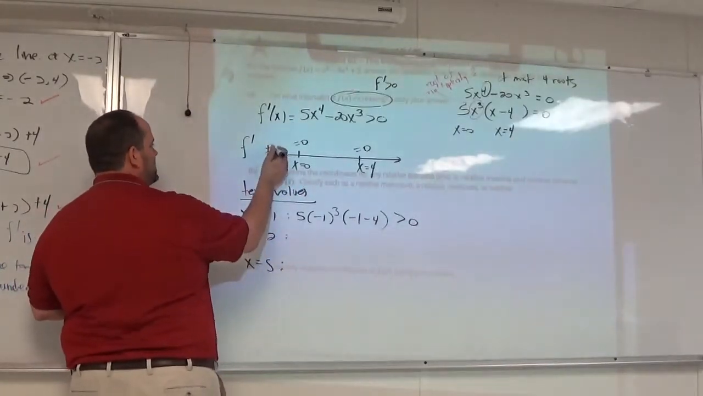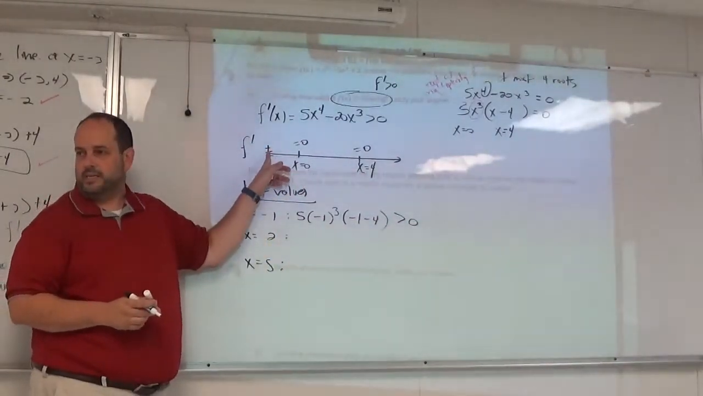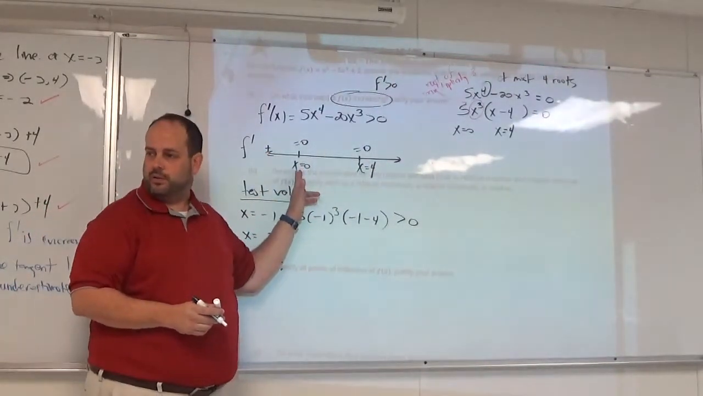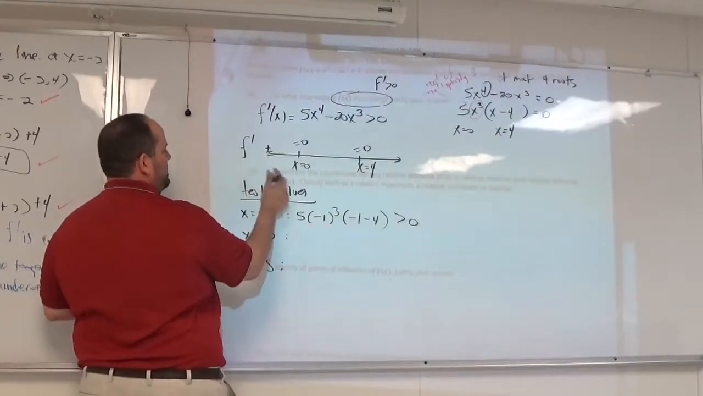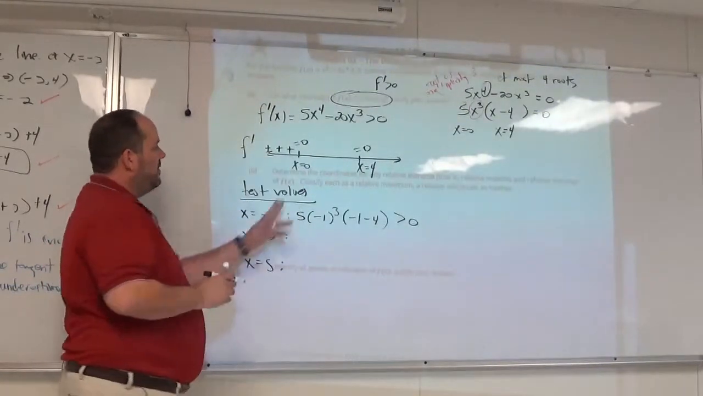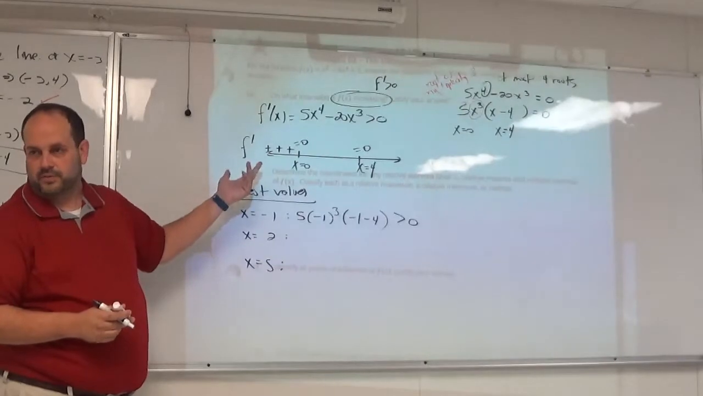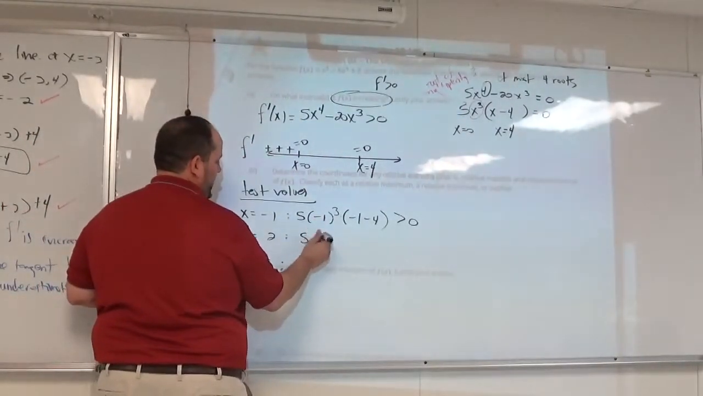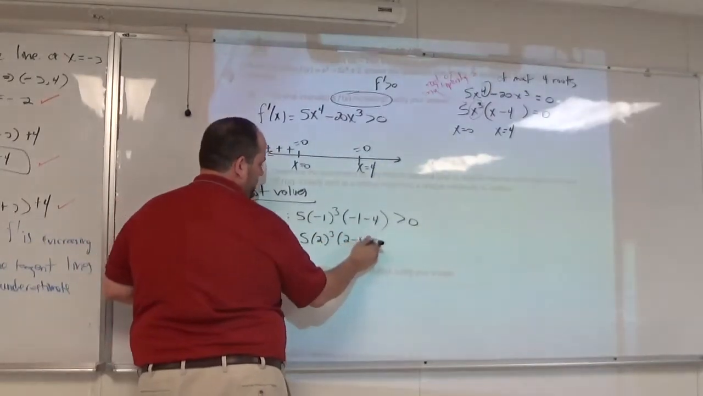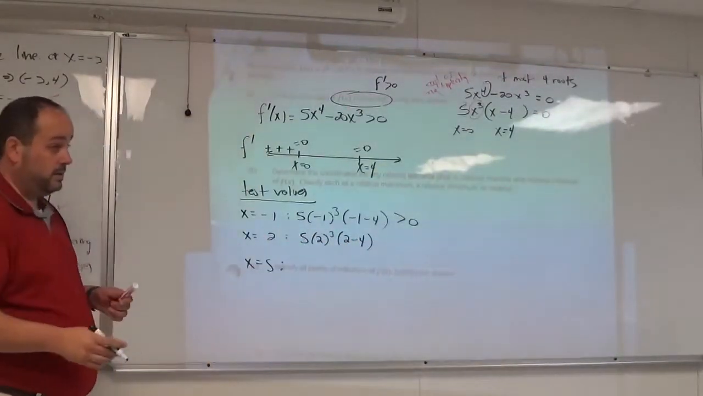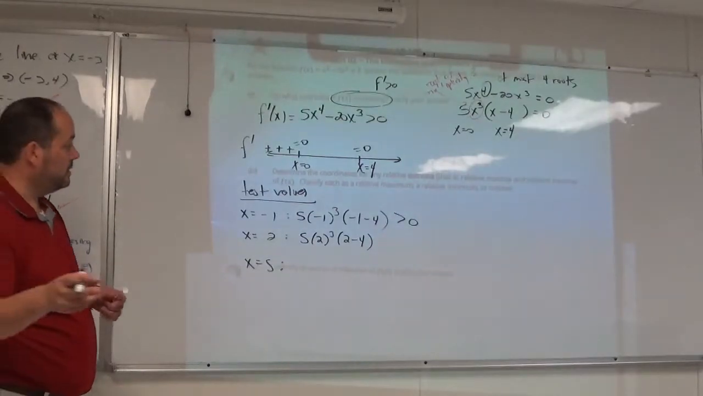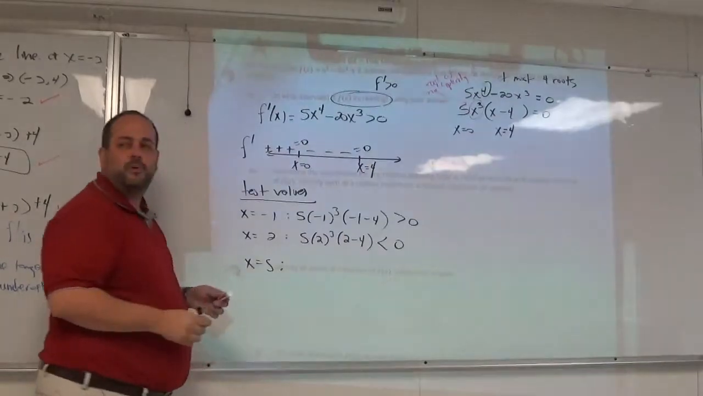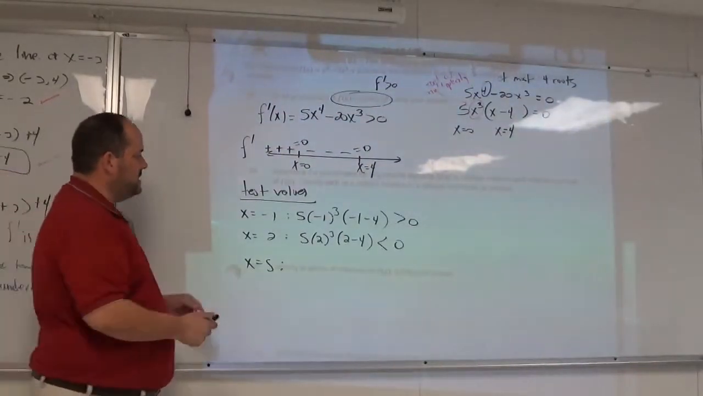Now, here's the thing. That means that if x is equal to -1, my first derivative is positive. But because the only roots are at 0 and 4, not only does -1 make the first derivative positive, all the numbers to the left of 0 make the first derivative positive. Now, how about between 0 and 4? 5 times 2 cubed times 2 minus 4 is negative. This whole interval, f prime is negative. At x equals 5?